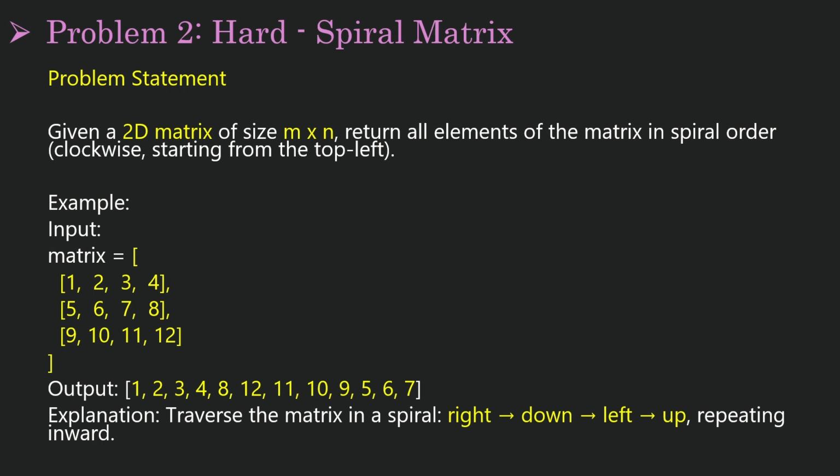Problem 2. Hard: spiral matrix. Problem statement. Given a 2D matrix of size m x n, return all elements of the matrix in spiral order, clockwise, starting from the top left. Example. Input: matrix equals 1, 2, 3, 4, 5, 6, 7, 8, 9, 10, 11, 12. Output: 1, 2, 3, 4, 8, 12, 11, 10, 9, 5, 6, 7. Explanation. Traverse the matrix in a spiral: right, down, left, up, repeating inward.